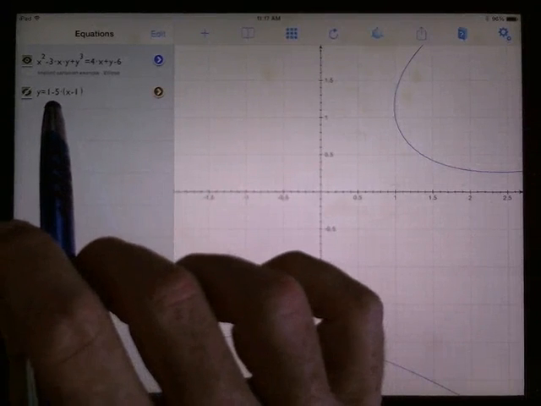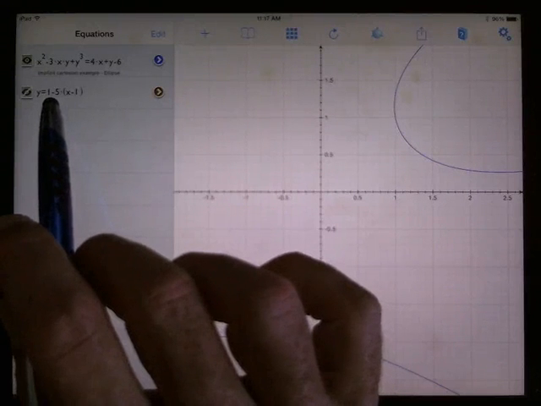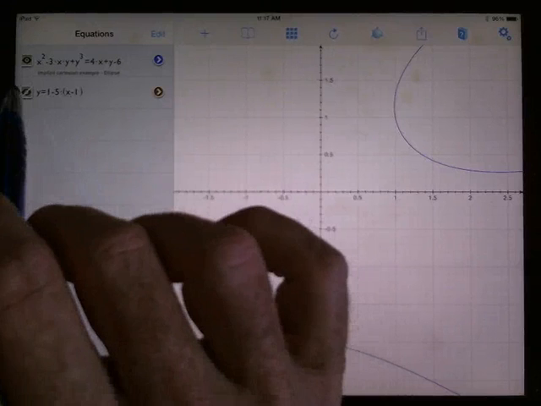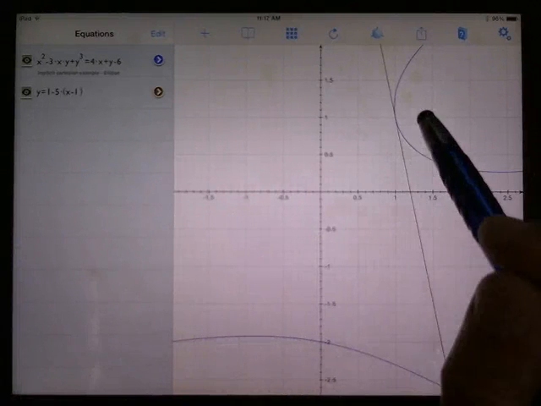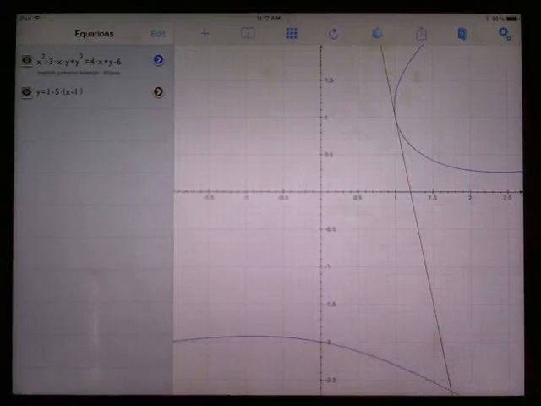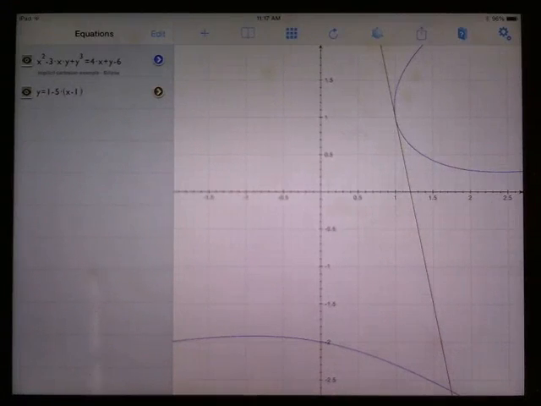And I also have the equation of the tangent line that we just got here, with a slope of negative 5 going through the point (1, 1). And if I show that line, actually it looks pretty dang good there. It passes through that point, seems to be just tangent to the blue curve. So I'm pretty happy, right? There you go. There's an example of implicit differentiation used to find the slope of a tangent line at a point on a curve.